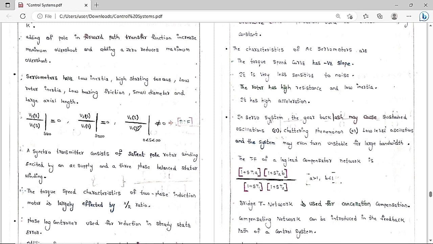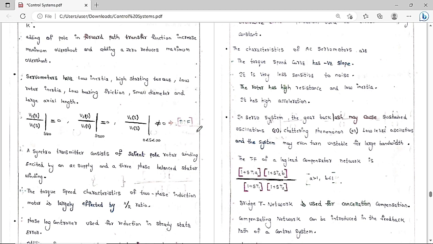So V2(s)/V1(s), for any value of s between 0 to infinity, is not equal to 0, then we can say it is a band pass filter. Means for low frequencies its magnitude is equal to 0 and for high frequencies its magnitude is equal to 0. But between these frequencies, this value is not equal to 0. So we can say it is a band pass filter.